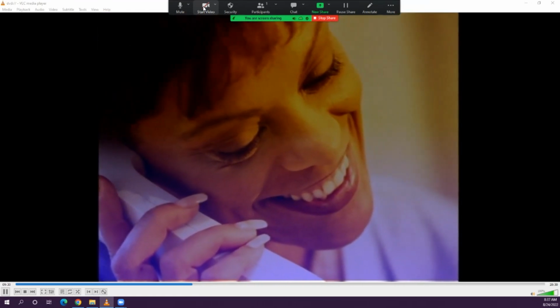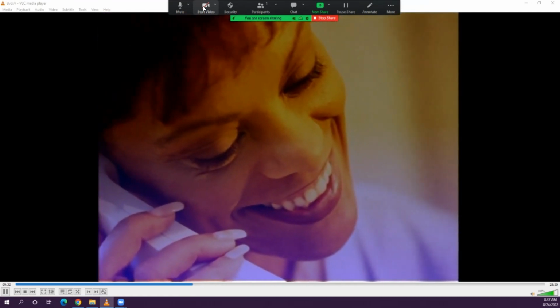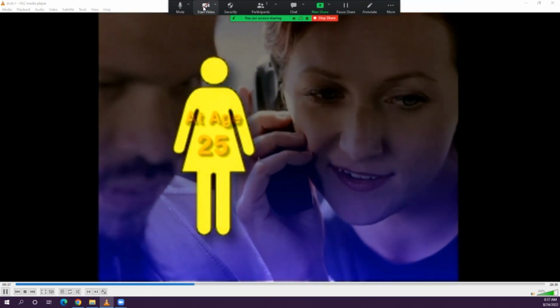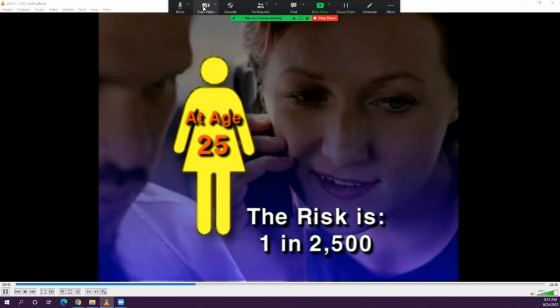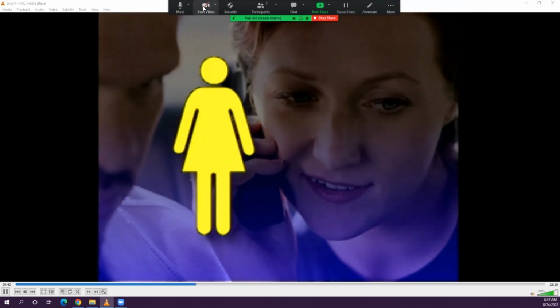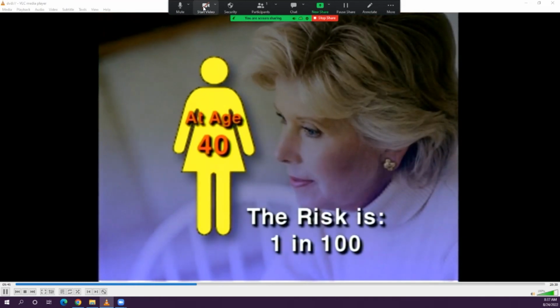The risk for producing a child with Down syndrome increases with the rise in maternal age. At the maternal age of 25, the risk is 1 in 2,500. By the age of 40, it is 1 in 100.